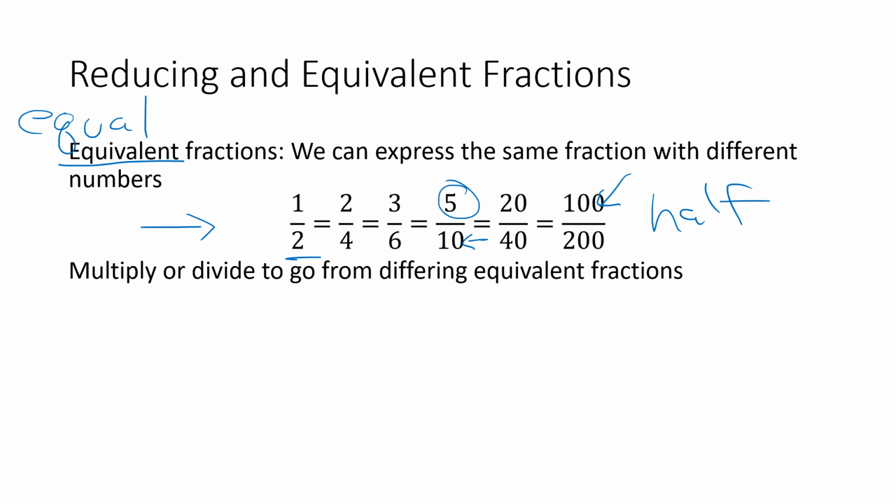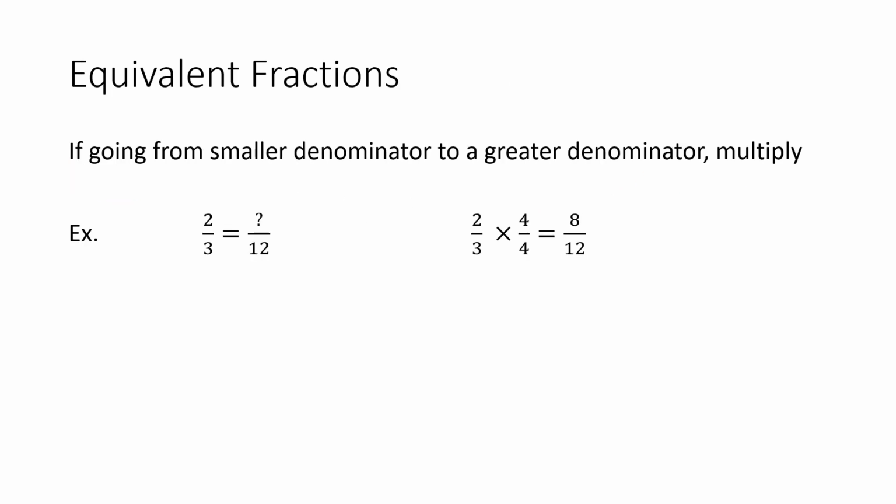Now we can convert back and forth between equivalent fractions. It's very easy to go from, say, 1/2 to 20/40. It's just a matter of whether or not you're going to multiply or divide when you're going back and forth between equivalent fractions. If you're going from a fraction that has a smaller denominator to a bigger denominator, you're going to multiply. And this is a place where knowing your multiplication table will be very, very helpful.